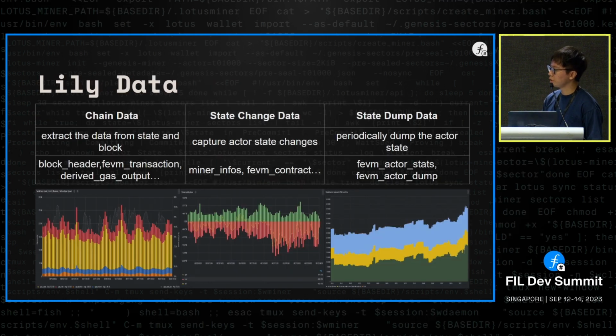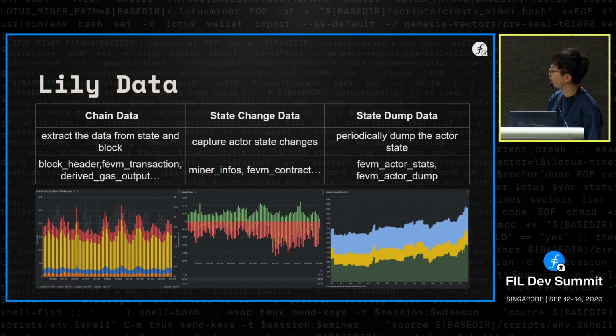And Lily generates three major types of data. The first one is chain data. Lily extracts the data from the state and block. And the following chart is the total amount of gas used in each tipset. The second one is the state change data. Lily captures the actor state change. And this chart represents the power change in each epoch. This was derived from the sector state change.